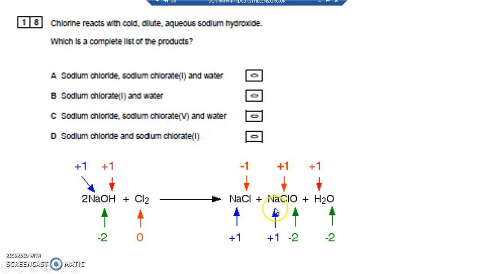This is sodium chlorate. Na is always plus 1, it's in group 1. Oxygen is always minus 2, it's in group 6, gains 2 electrons. So what's missing? A plus 1. Plus 1 and plus 1 and minus 2 leaves no charge. So it's chlorate 1. So your answer is A.